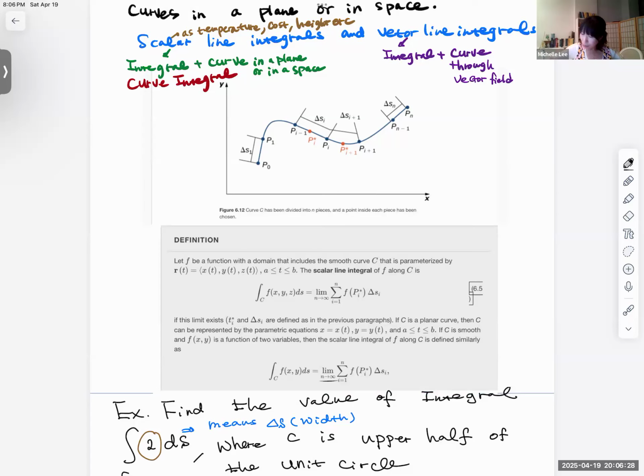Now we have a Riemann sum again: the limit as n approaches positive infinity of the sum of f of P_i star, times delta s sub i. So we have that, and then we have another one. This is for 3 dimensions, and this is for 2 dimensions.